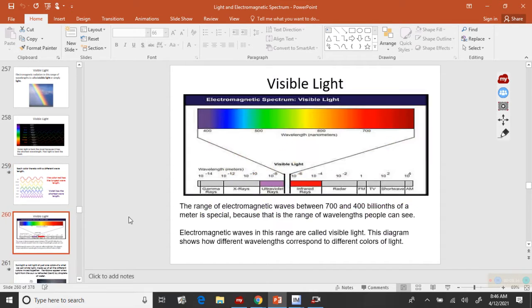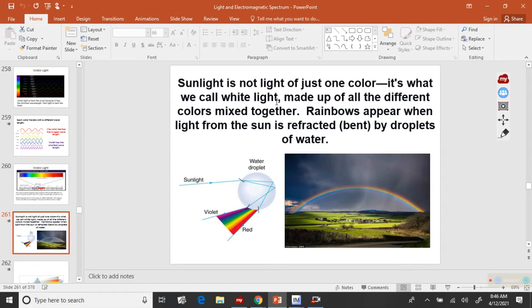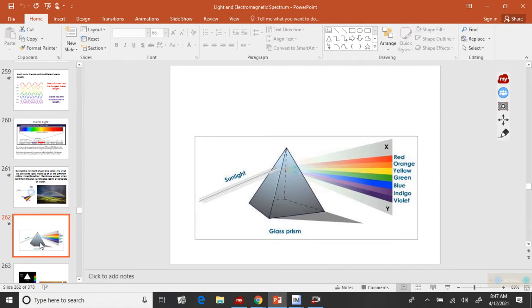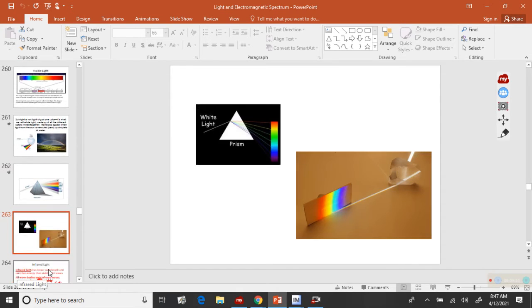Okay, so visible light, as we see here, now this is backwards, so you kind of have to be careful the way you look at these. Sometimes they can go from left to right, sometimes they go right to left. So sunlight is not just one color, it's actually what we call white light. It's made up of all of the different colors mixed together. So when light from the sun is refracted or bent, remember this is not rarefaction, this is refracting, bending of light, we end up seeing the colors. Just like this, when sunlight comes in, if it bends, sometimes we're able to see the colors because that bending slows down the light so that we can see it.